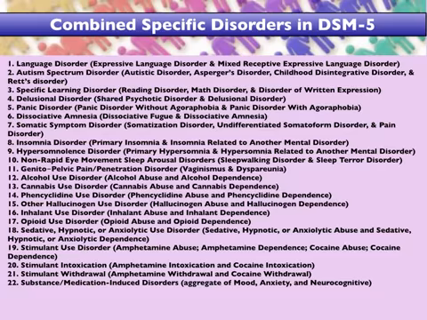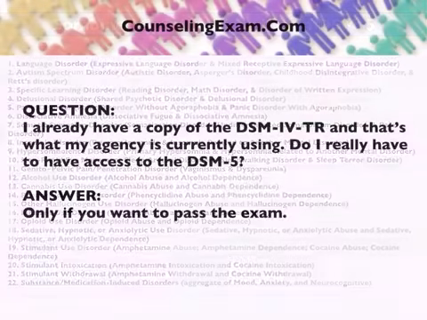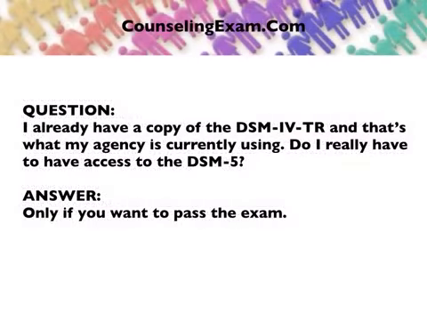Working with students on the NCMHCE for the last 15 years, I've found that generally students that pass spend between 200 and 300 hours preparing for this exam. Since April, this is the number one question I've received from test takers: I already have a copy of the DSM-4 TR, and that's what my agency is currently using. Do I really have to have access to the DSM-5? And the answer is, only if you want to pass the exam.